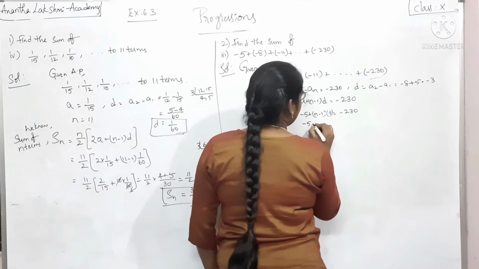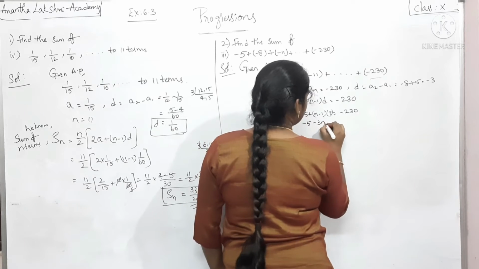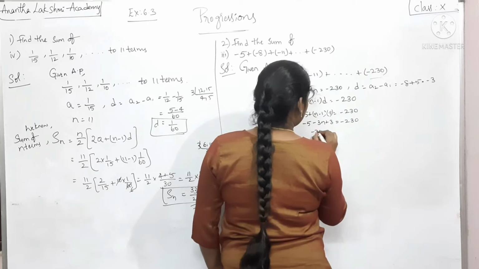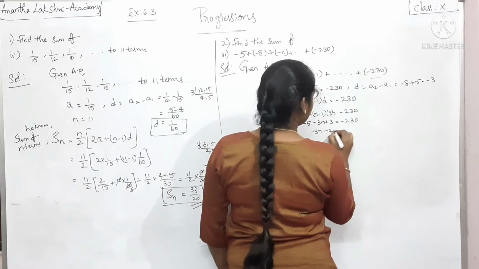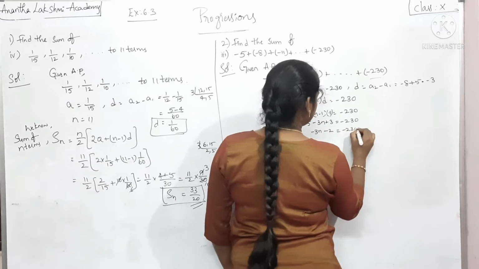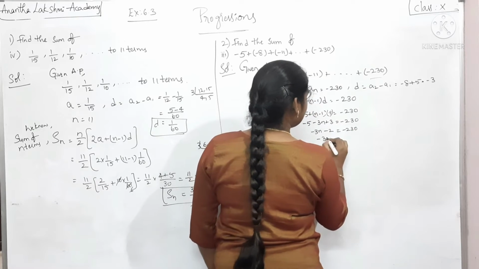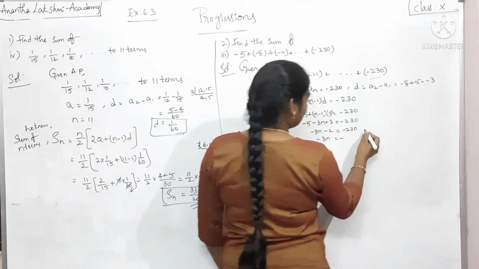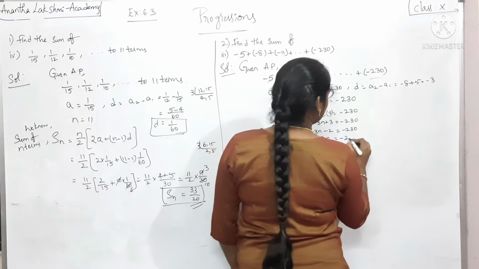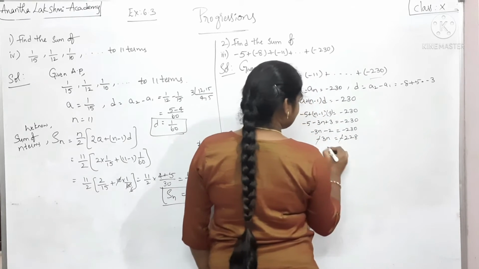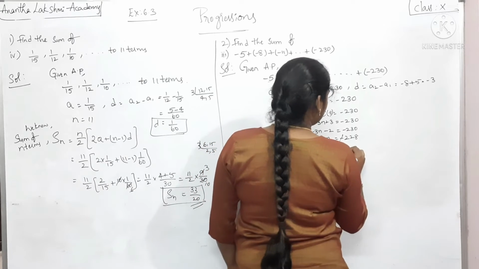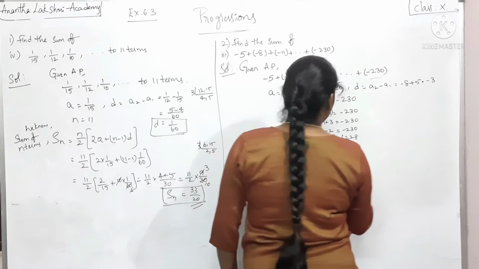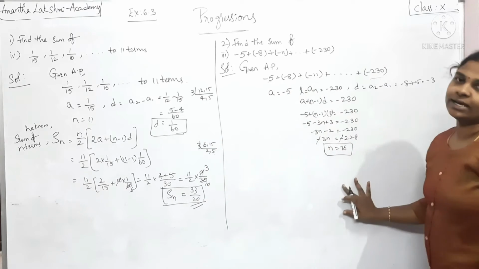So minus 5 minus 3n plus 3 is equal to minus 230. Minus 3n minus 2 is equal to minus 230. Minus 3n is equal to minus 230 plus 2, minus 228. Minus minus gets cancelled. n is equal to, 3 7s are 21 and 3 6s are 18, 76. So now you know how many terms there are.